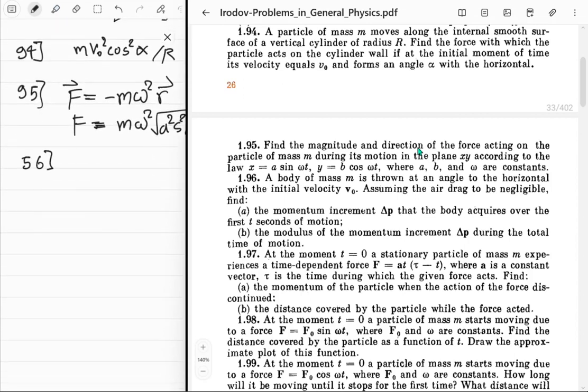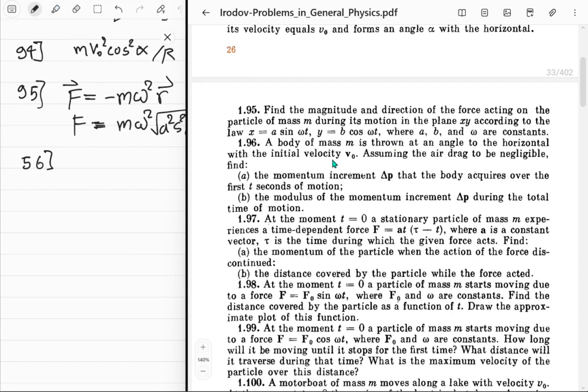96th. A body of mass m is thrown at an angle to the horizontal with the initial velocity v naught. Assume the air drag to be negligible. Find: mass m is thrown at an angle to the horizontal with initial velocity v naught.